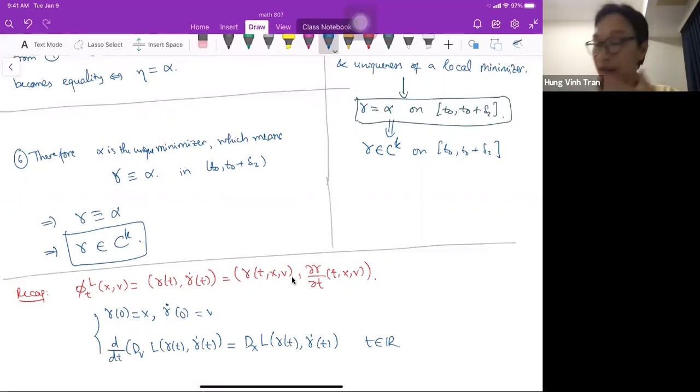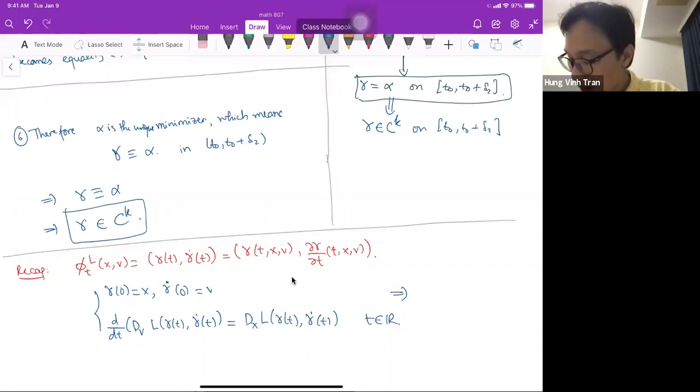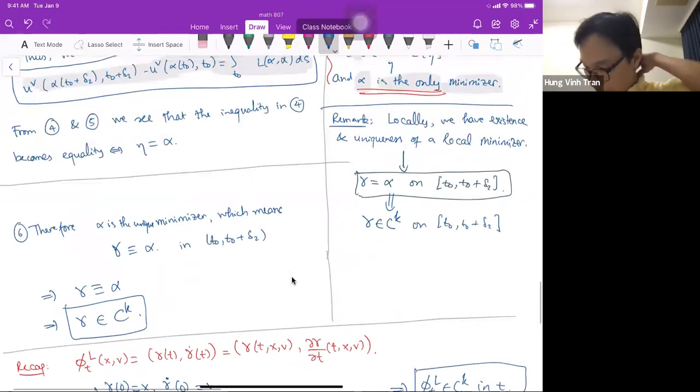Okay, so this is just a normal system of ODEs, and the solution is as smooth as the Lagrangian. So clearly, if you have this Euler-Lagrange flow, then phi_t^L is C^k in t. That's just normal ODE theory. I'm not using anything more than that. So I have surely gamma C^k on the interval from t naught to t naught plus delta 2.